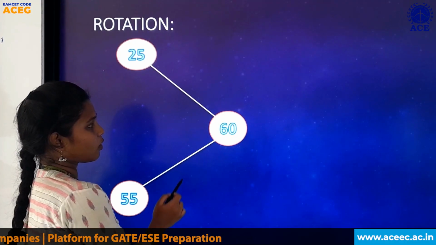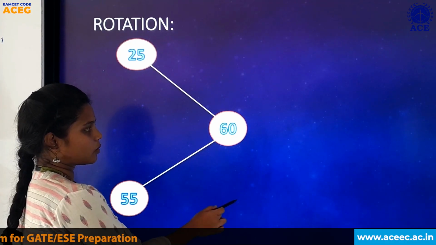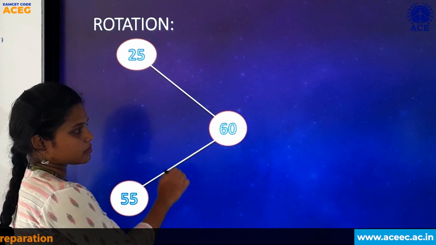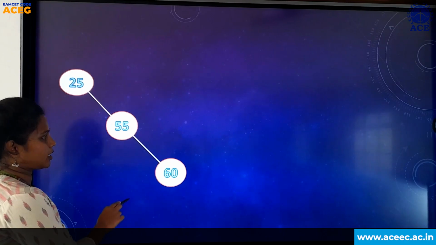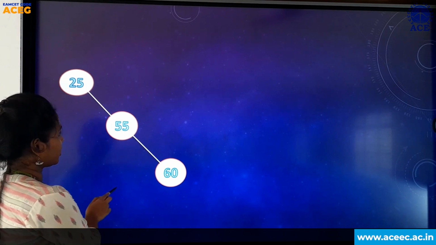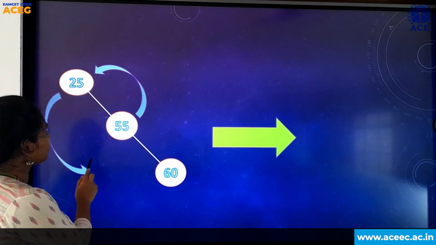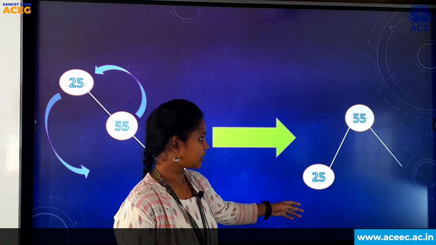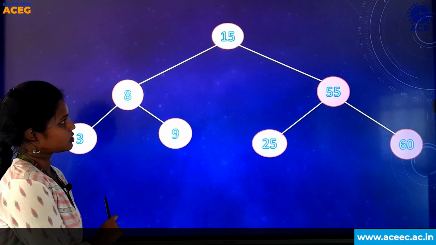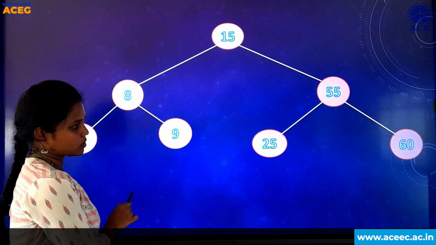Now it is in the form of RL insertion. Now pull down 60 and it becomes the RR insertion. We should take left rotation. It is in RR insertion. Now apply left rotation. Pull down 25 and 55 becomes the root node. This is how it looks like. After insertion, this is how the AVL tree looks like.